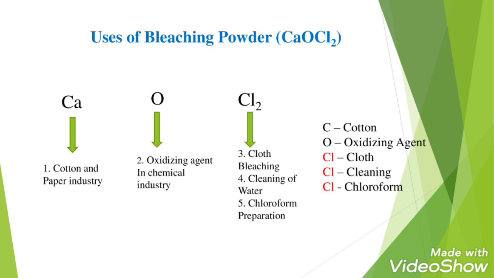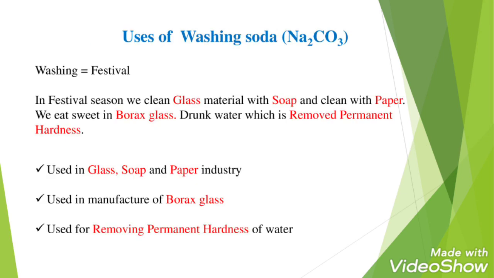Cl2 is there, I am writing 3 uses using the Cl letter. First one is cloth bleaching, and next one cleaning of water, disinfecting of water, disinfecting of germs you can write. Last one, preparation of chloroform. These 5 uses are uses of bleaching powder.